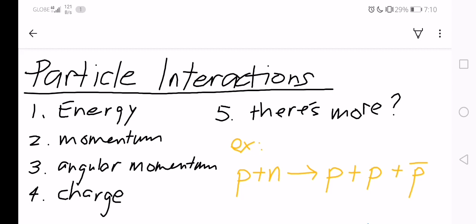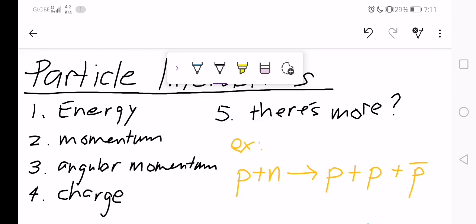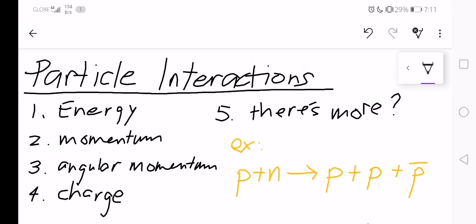say you have a reaction wherein you combine a proton and a neutron. So, this reaction conserves energy. This reaction produces one proton and one antiproton. So this reaction conserves energy, momentum, angular momentum, and charge. But this hypothetical particle interaction is not observed to happen in nature.